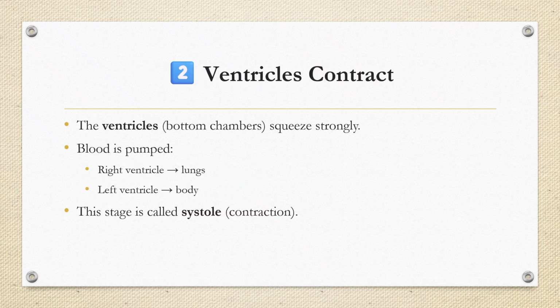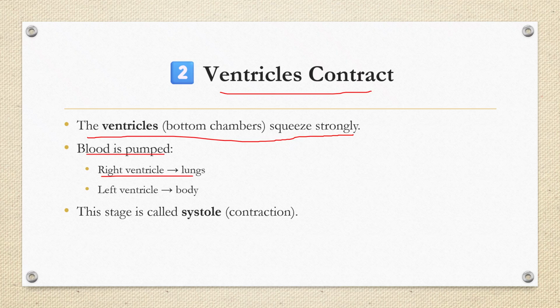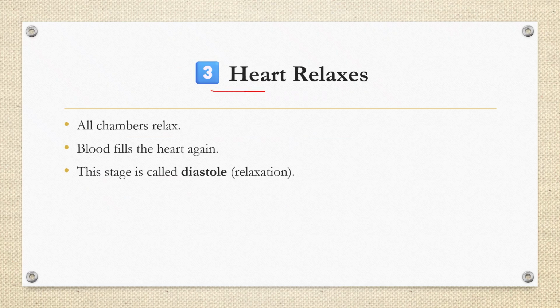In the second step, ventricles contract. The ventricles, the bottom chambers, squeeze strongly. Blood is pumped from the right ventricle to the lungs and from the left ventricle to the body. This stage is called systole, and we already discussed that systole is when the heart contracts. This is called contraction. The third step is heart relaxes. All chambers relax, blood fills the heart again, and this stage is called diastole. We already discussed that diastole is when the heart is relaxed, and this stage is called relaxation.